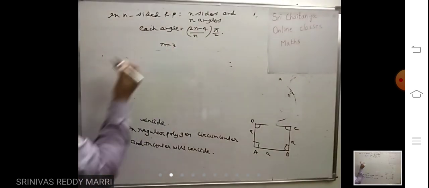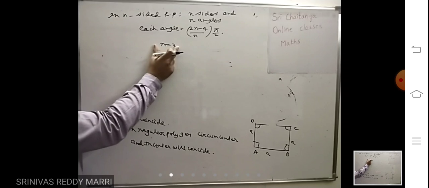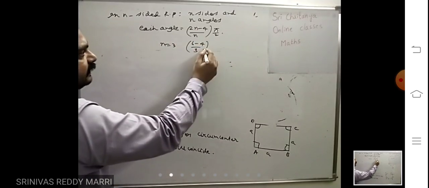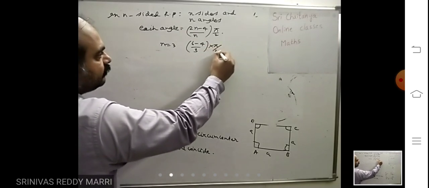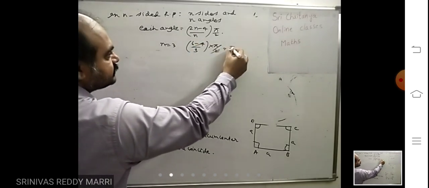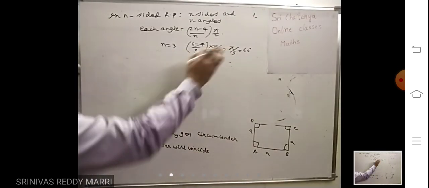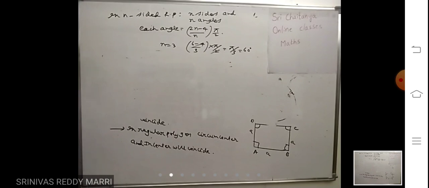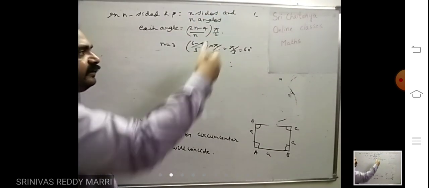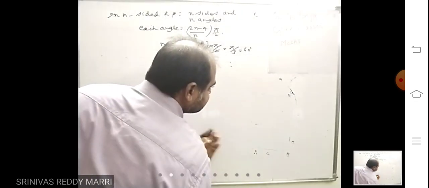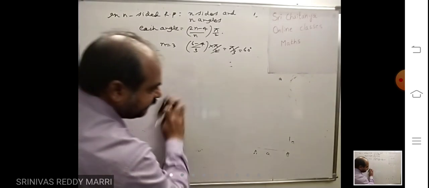Suppose we substitute n equal to 3. N equal to 3 means an equilateral triangle. Look at what you will get: (6 minus 4) divided by 3, into pi by 2. This 2 will get cancelled. What is the angle? 60 degrees. That means in an equilateral triangle, each angle is 60 degrees. Like that, for any regular polygon, you can calculate each angle by using this formula. Each angle in a regular polygon is nothing but (2n minus 4) divided by n, into pi by 2.